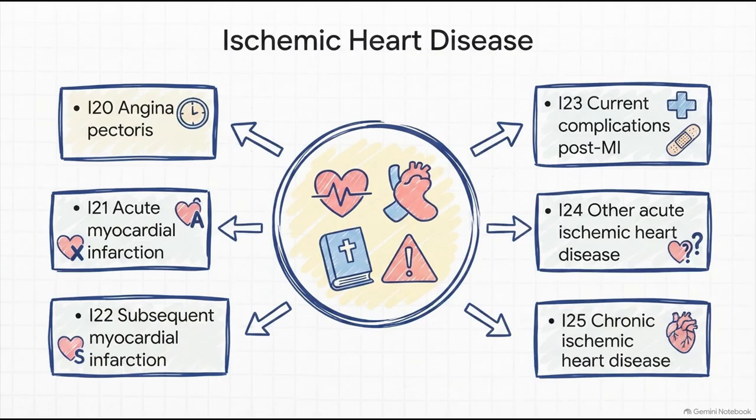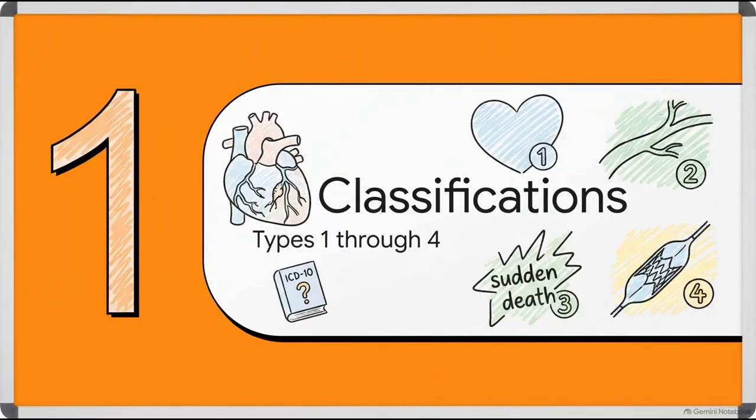Understanding this flow is absolutely crucial because it helps you instantly spot whether a diagnosis belongs to the active infarction family or if it's just a chronic condition. All right, moving right along to Section 1, MI classifications, types 1 through 4.